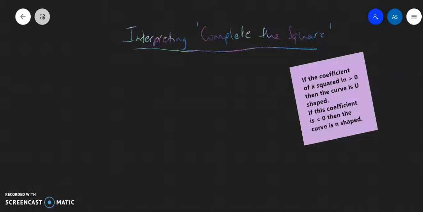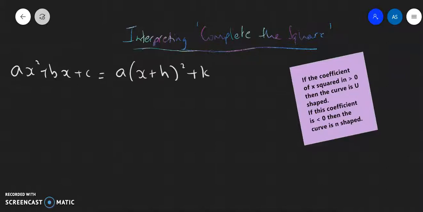This is going to be a short video showing you how to interpret the completed square answer. ax squared plus bx plus c, you should know, is the general form of a quadratic. Once you've completed the square, you're going to get this, where you have certain values for h and k. Now these h and k values are very key. They actually give us the values of the minimum or the maximum point for this quadratic. And it's simply by doing this.